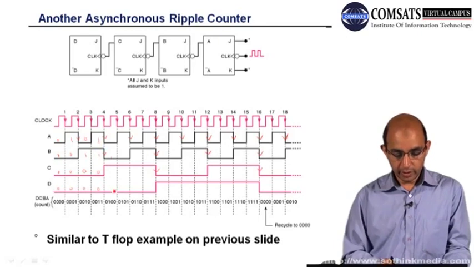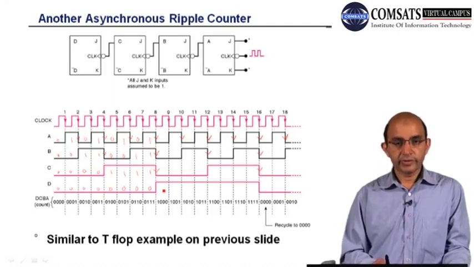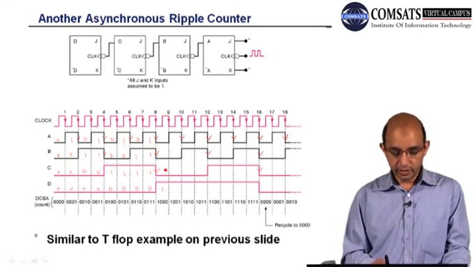And here we have 0 0 1 1, again 0 1 0 0, and here again 0 1 0 1, then 0 1 1 0, and here we have 0 1 1 1, all ones. So here we have 1 0 0 0, and then 1 0 0 1.